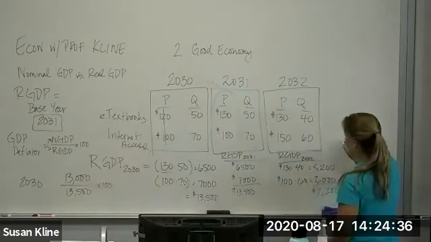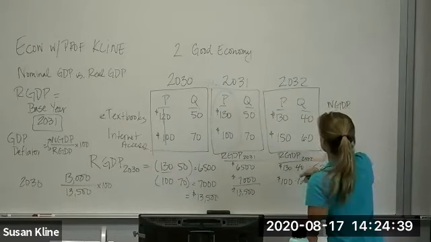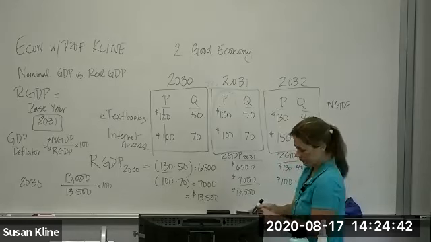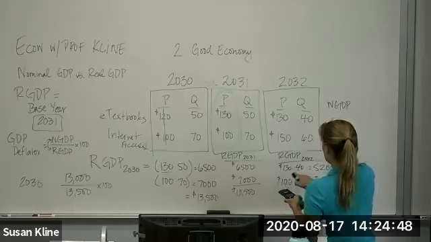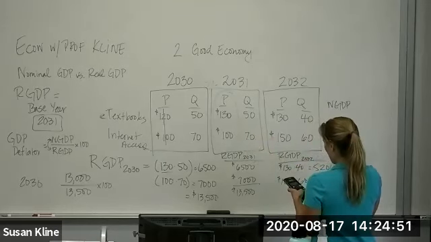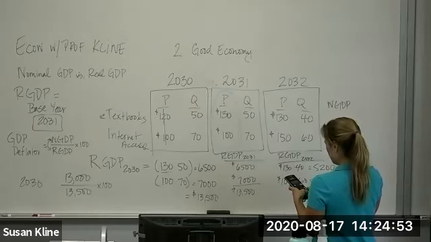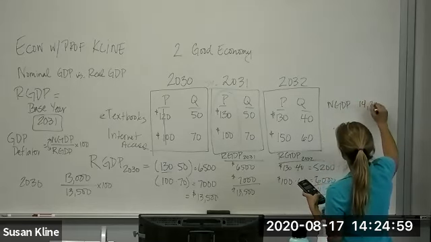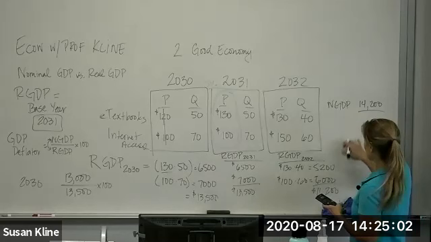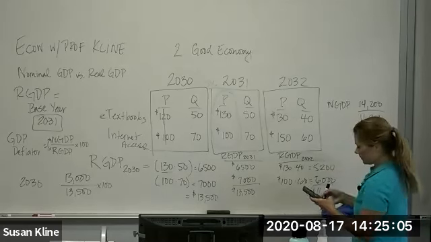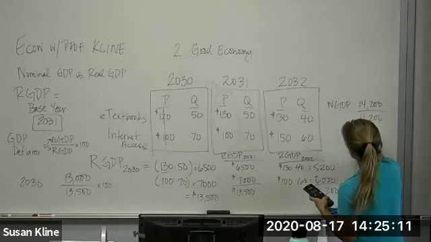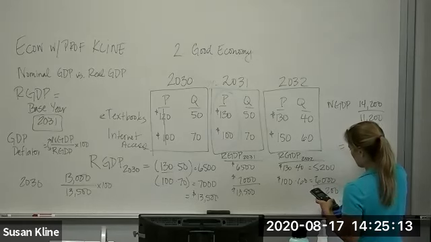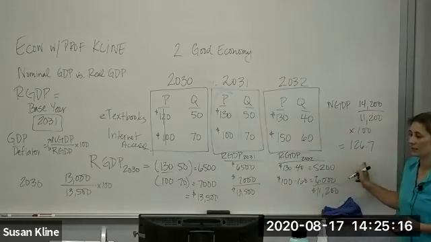Because now our nominal GDP is 130 times 40, which was 5,200. Yep, that was the same. And then 150 times 60, 9,000. We had 14,200, right? There's our nominal divided by our real of 11,200. Multiply that times 100, and that is 126.7.